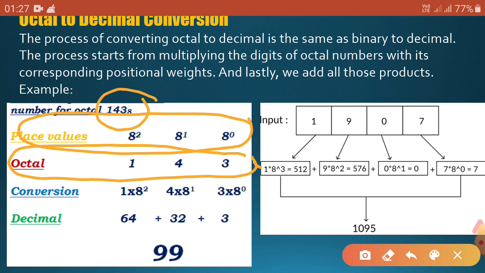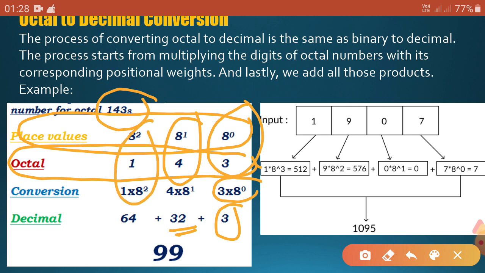Okay, so write the octal number first, then write the place values above the number and multiply the number with its place values. So it is 3 into 8 to the power 0. 8 to the power 0 means 1, so 3 into 8 to the power 0 gives us 3. Here this gives us 32 and this gives us 64. At last we have to add all these values. So we got the value 99. It will be in decimal.